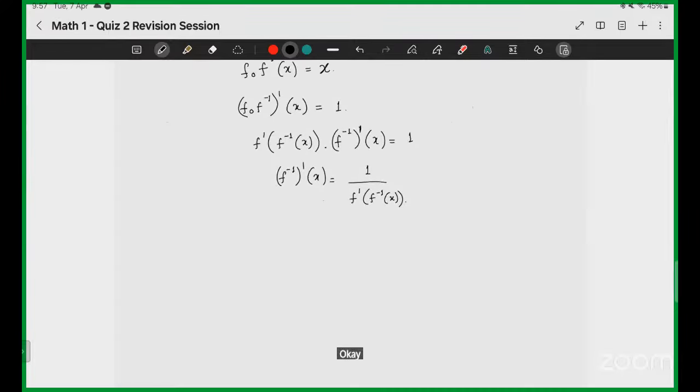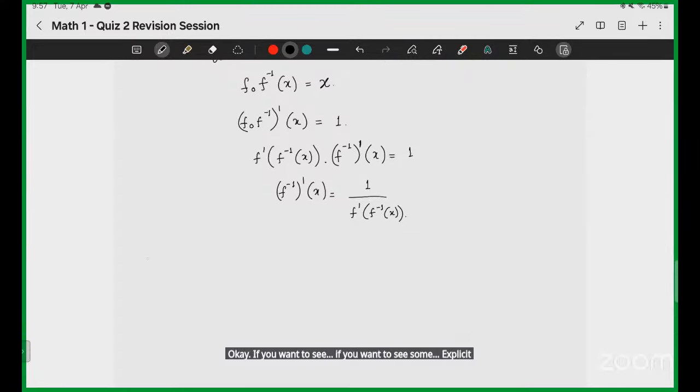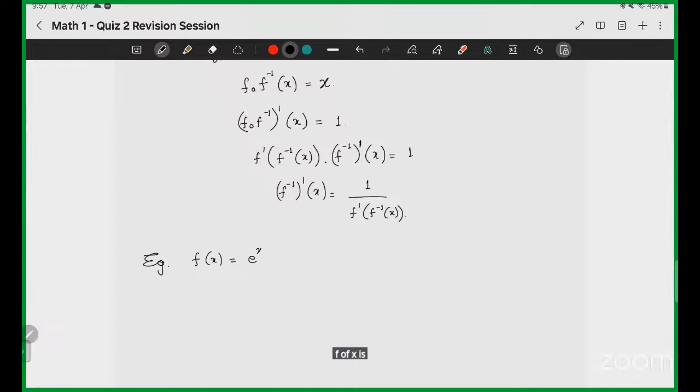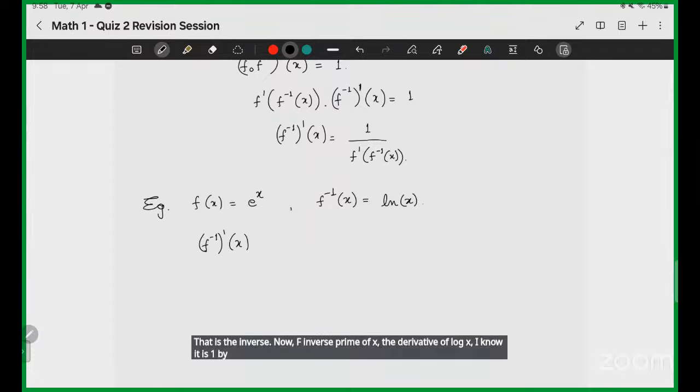If you want to see some explicit example instead of just arbitrary functions, f of x is equal to e to the x. What is f inverse of x? It would be ln of x, yeah, the natural logarithm function. That is the inverse. Now, f inverse prime of x, the derivative of log x, I know it is 1 by x, but suppose we don't know. What if I use this?